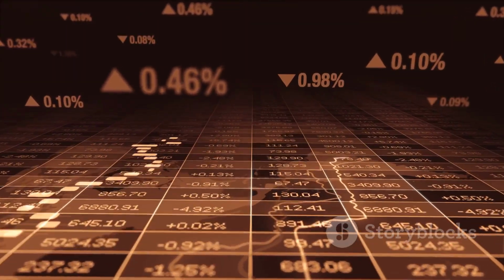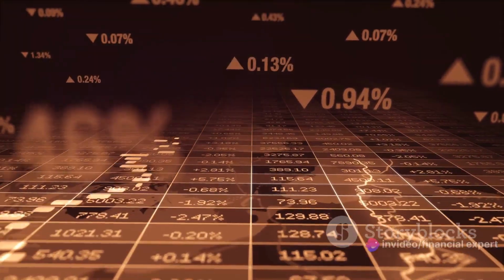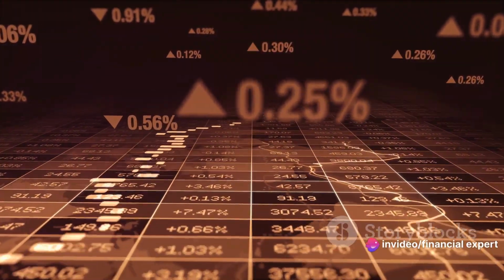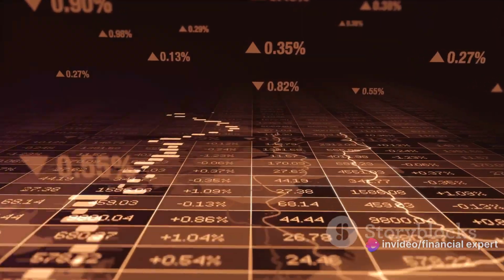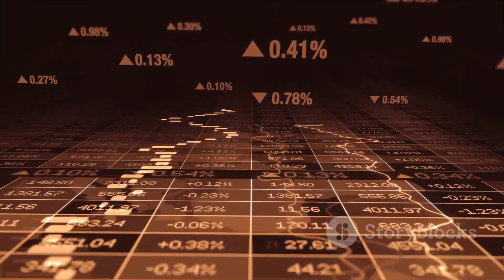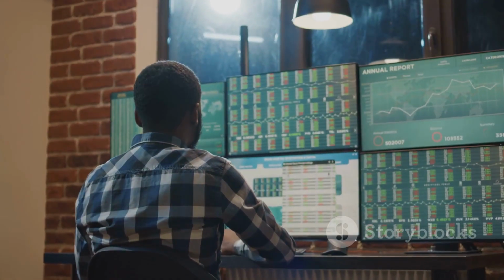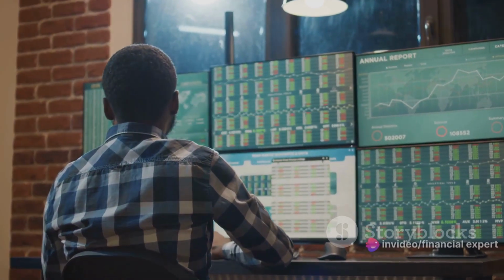Imagine technical analysis as a crystal ball, but instead of vague visions, it gives you data-driven insights. It's like a detective piecing together a puzzle, except the puzzle pieces are historical price patterns, trading volumes, and other market data. Now, why should you care about technical analysis?